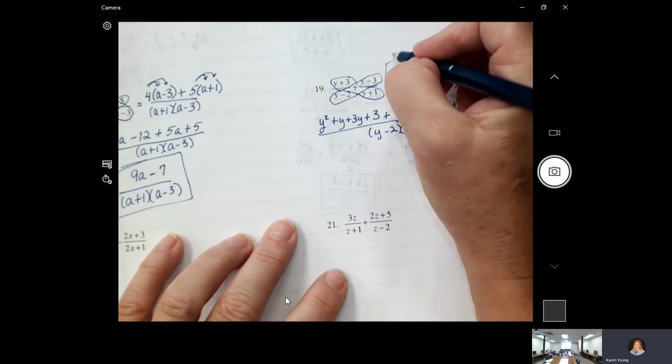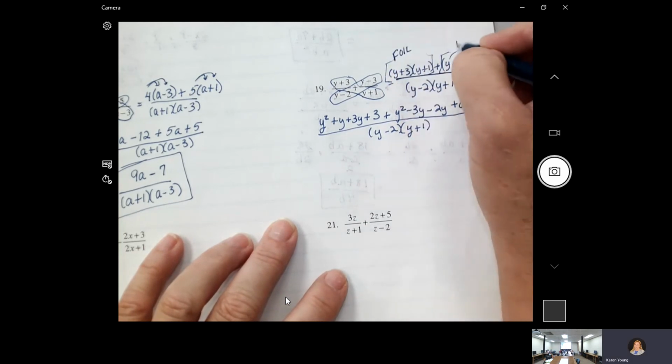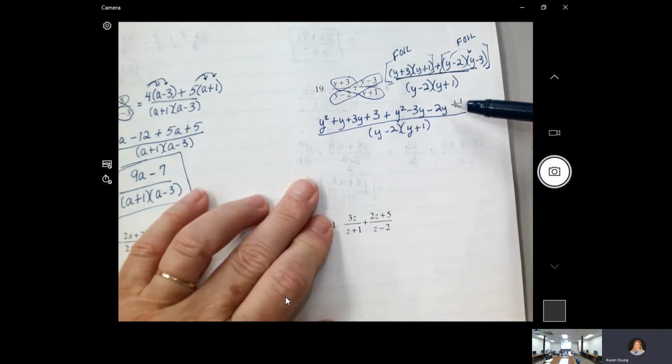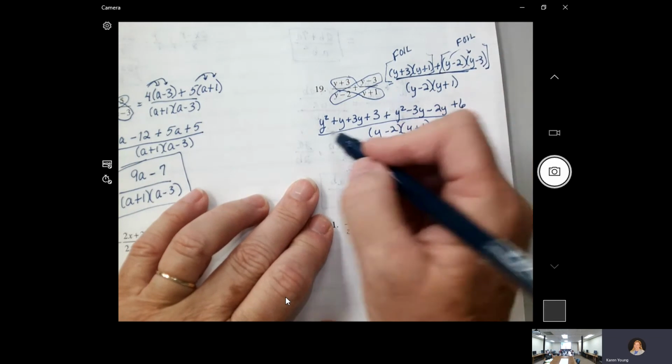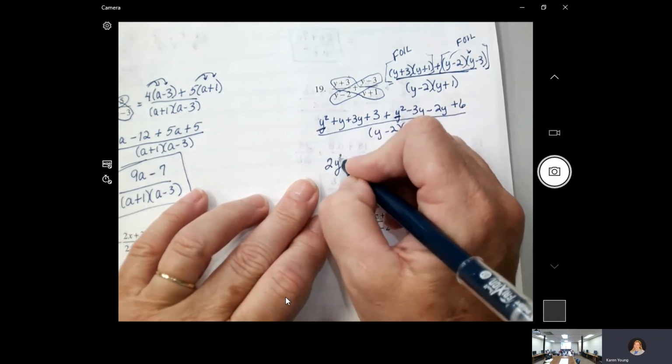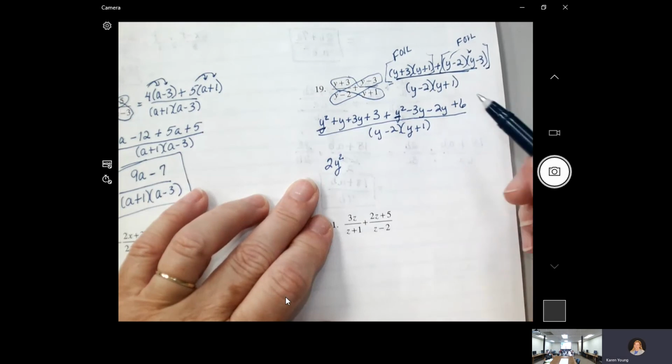So I'm FOILing on the left, and then I'm going to FOIL on the right. I'm going to multiply it out. Then I'm going to combine my like terms. I've got a y squared and a y squared. That gives me a 2y squared, because I have two of them.